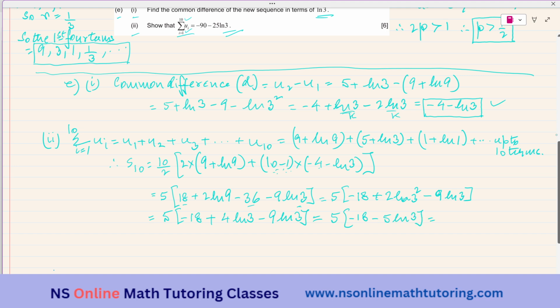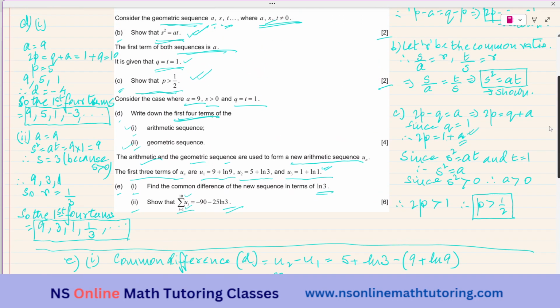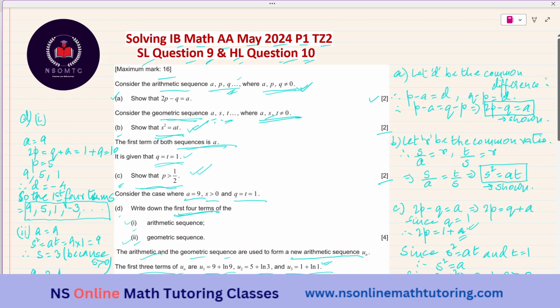So this is equal to 5 times 18 is 90. Okay, 5 times 8 is 40. So 4 carried, and 5 times 1 is 5 plus 4 is 9. So minus 90, and 5 times 5 is 25. So minus 25 ln of 3. Okay. Shown. So this was of 6 marks, and we have solved this question completely.